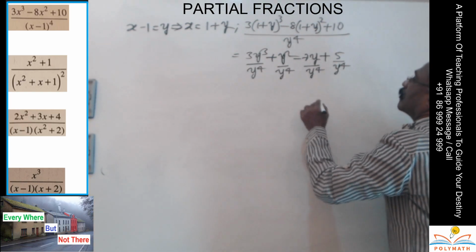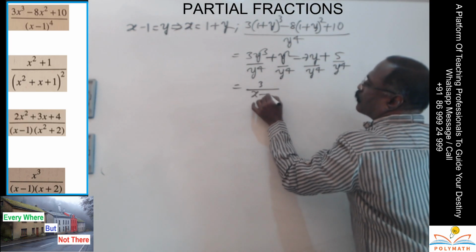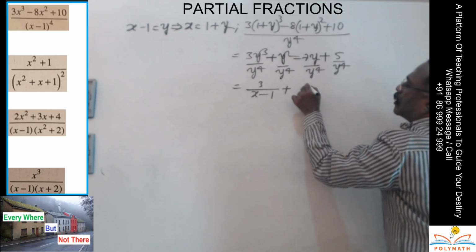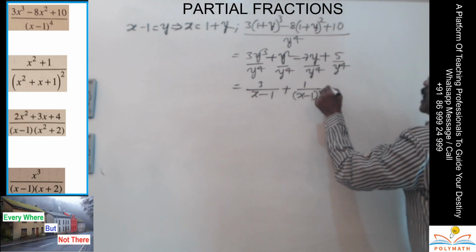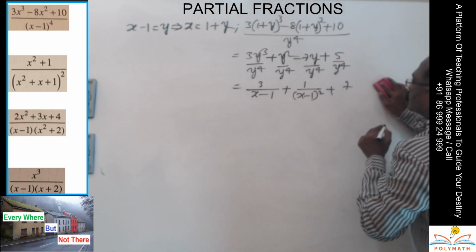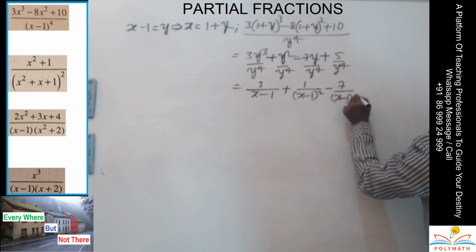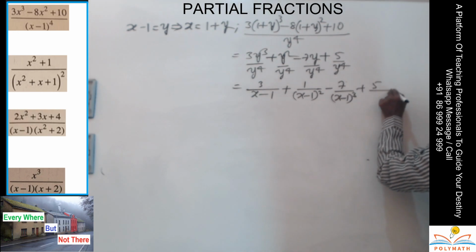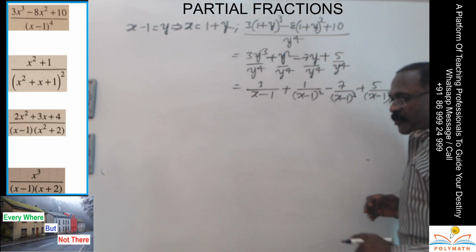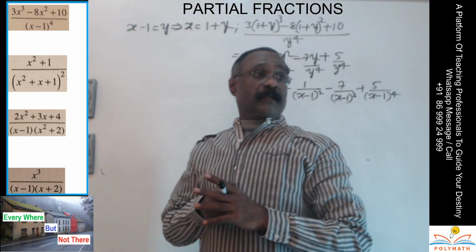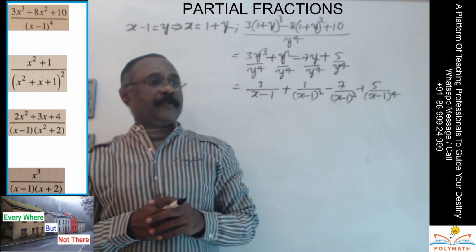Let us write y now. What is y here? x minus 1. So 3 by x minus 1, plus 1 by (x minus 1) whole square, minus 7 by (x minus 1) whole cube, plus 5 by (x minus 1) whole power 4. Done. See the steps. How many steps have we taken? Just 3 steps. In the third step we got the answer. You have to follow that.